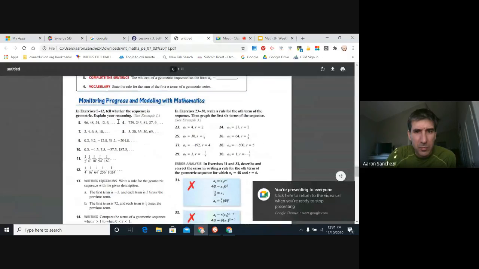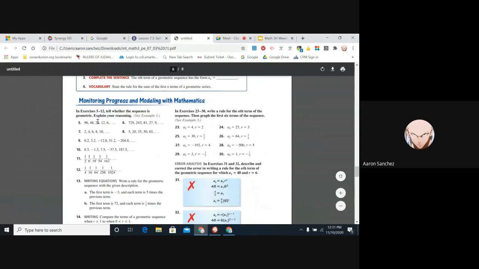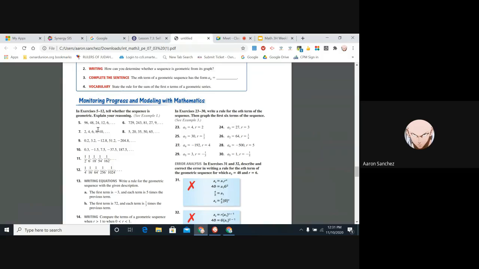Okay, number 5 says, tell whether the sequence is geometric. Explain your reasoning. So now we have to tell if the sequence is geometric or not. Here's what you do. So number 5, is this geometric? We have 96. Then we have 48. Then we have 24. Then we have 12. Then we have 6, and then we go on.